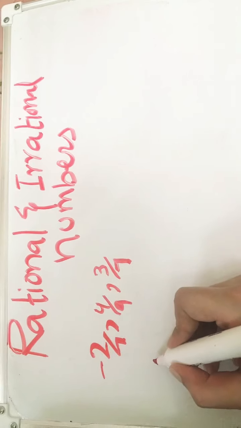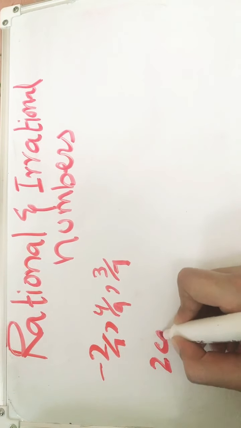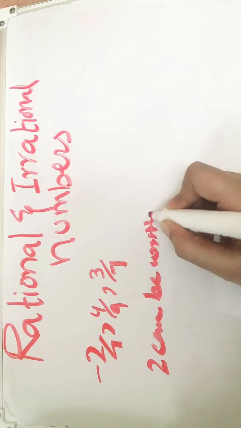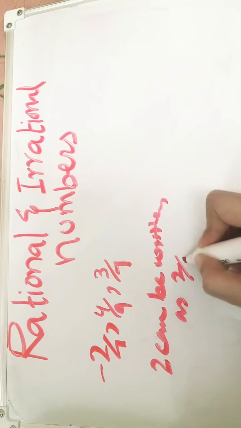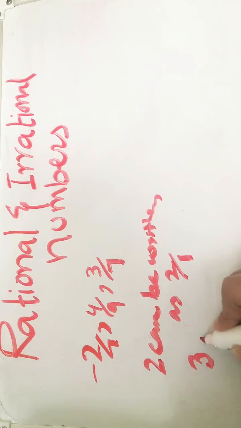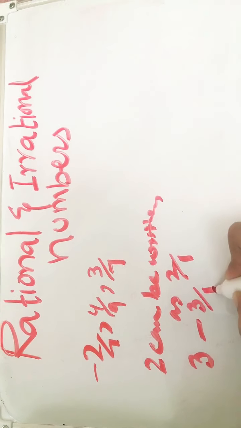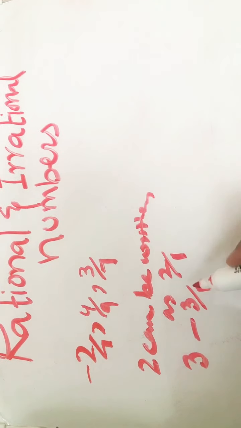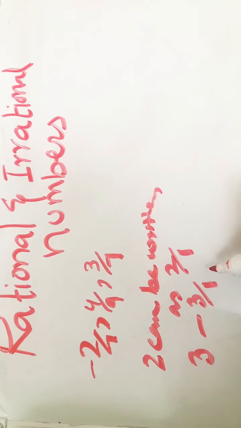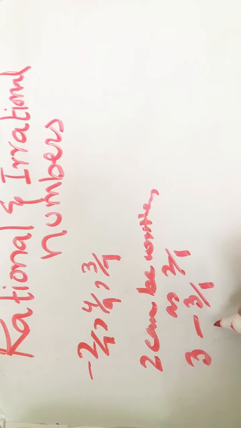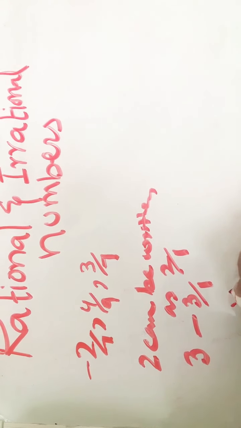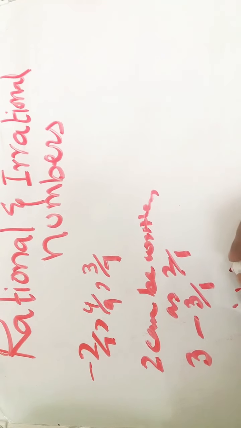In addition to numbers that look like this, all of the integers, such as 2, can be written as 2 by 1. Similarly, 3 can be written as 3 by 1. And so on, you can divide any integer by the number 1, and you can write it as the ratio of two integers. So because of this property, all of the integers are also rational numbers.